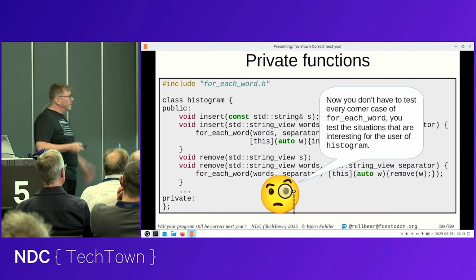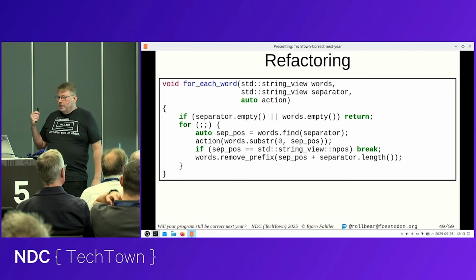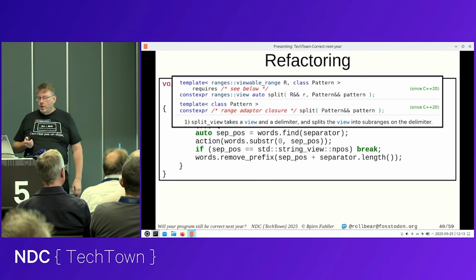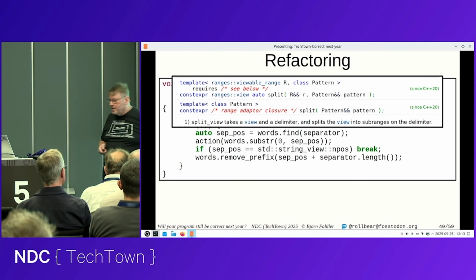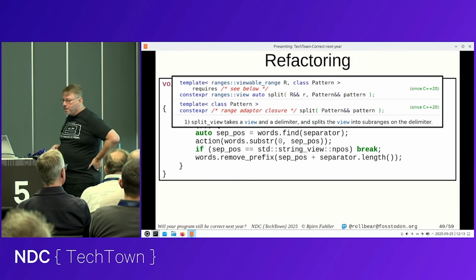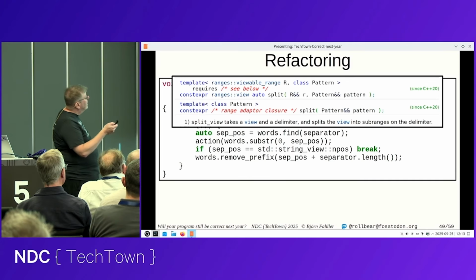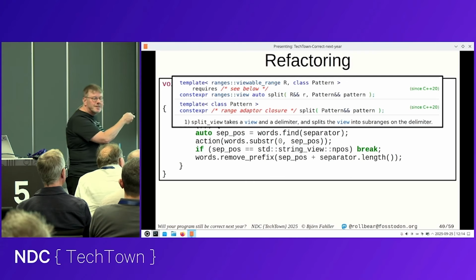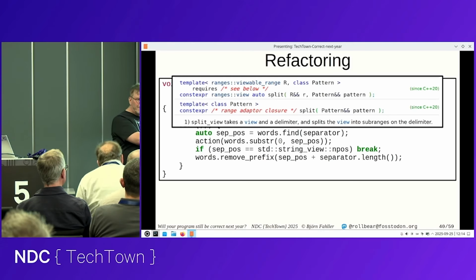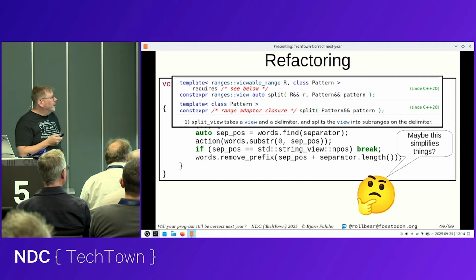So this is an improvement. It makes life easier. So then you go about browsing CPP reference as one does, and stumble upon this split view. Split view takes a view and a delimiter and splits the view into subranges on the delimiter. This sounds suspiciously familiar. I wonder if maybe we can make a simplification here.